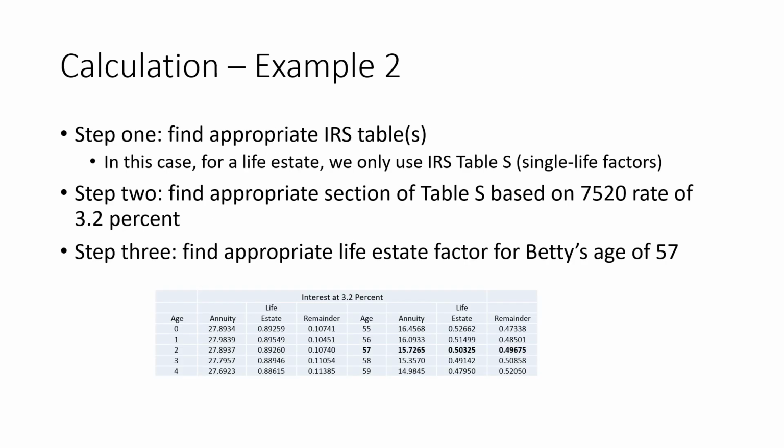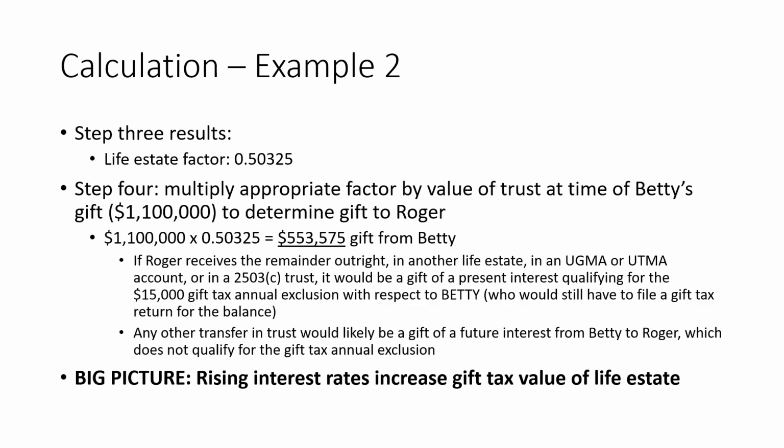So what happens here? Well, we walk through the same steps. We find the appropriate IRS table, in this case Table S, because Betty is gifting a life estate. And we find the appropriate section based on a now increased 7520 rate of 3.2%. And we find the appropriate life estate factor for Betty's age of 57, which I've bolded here. As you can see, it's gone up dramatically from Grant's gift that occurred 10 months ago. So in this case, the life estate factor will be 0.50325, which when multiplied by the value of the trust generates a $553,575 gift from Betty to Roger.